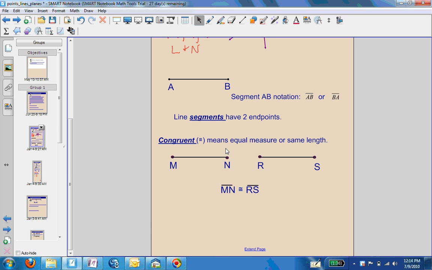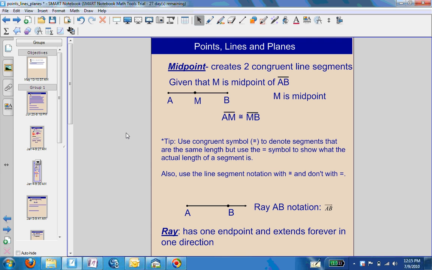Congruent means having equal measure or the same length. The symbol is an equals mark with a similar symbol above it, or an equals mark with a squiggly. So in geometry, when we're talking about same lengths or same angle measurements, we use the congruent symbol. If we are talking about line segment MN being congruent to line segment RS, here is our proper notation. We use the proper notation for line segment, and then we use the congruent symbol. So all of these symbols are very important.